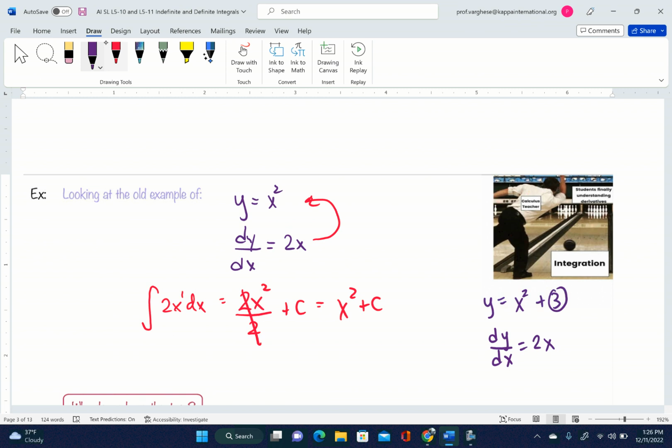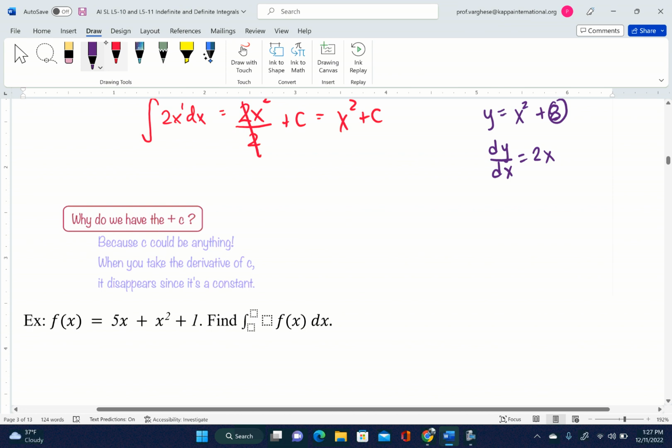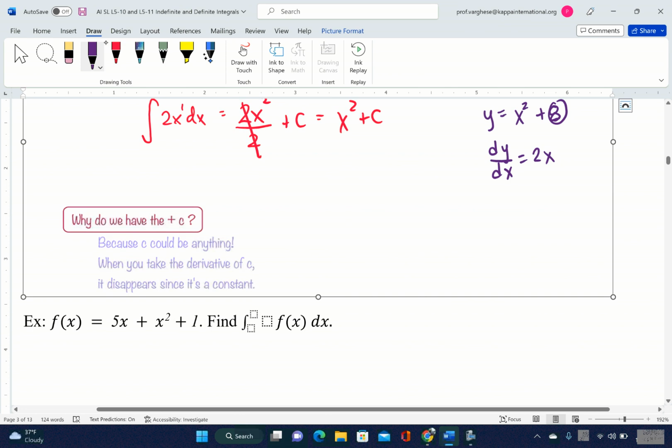The c could be any number. Instead of 3, I could have put an 8, and the derivative of 8 is still 0. So that would also disappear. I could put 8 million, okay? So this c represents a constant, and you have to put that there for integrals. And this is just a little quick note: when you take the derivative of c, it disappears since it's a constant.